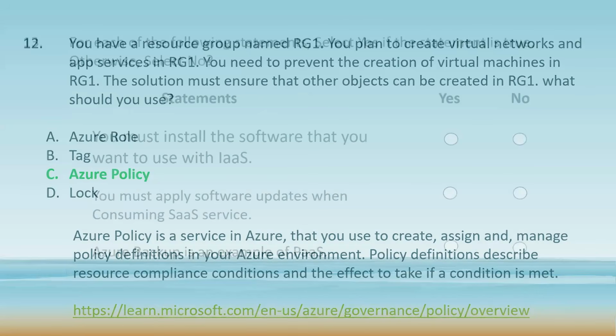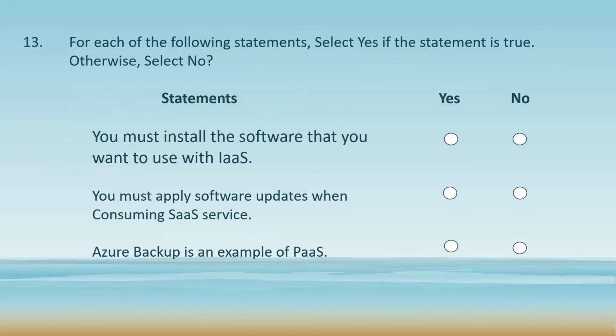Moving on to question number 13. For each of the following statements, select yes if the statement is true, otherwise select no. Your statements are: you must install the software that you want to use with IaaS, infrastructure as a service. You must apply software updates when consuming a SaaS service. Azure Backup is an example of PaaS.